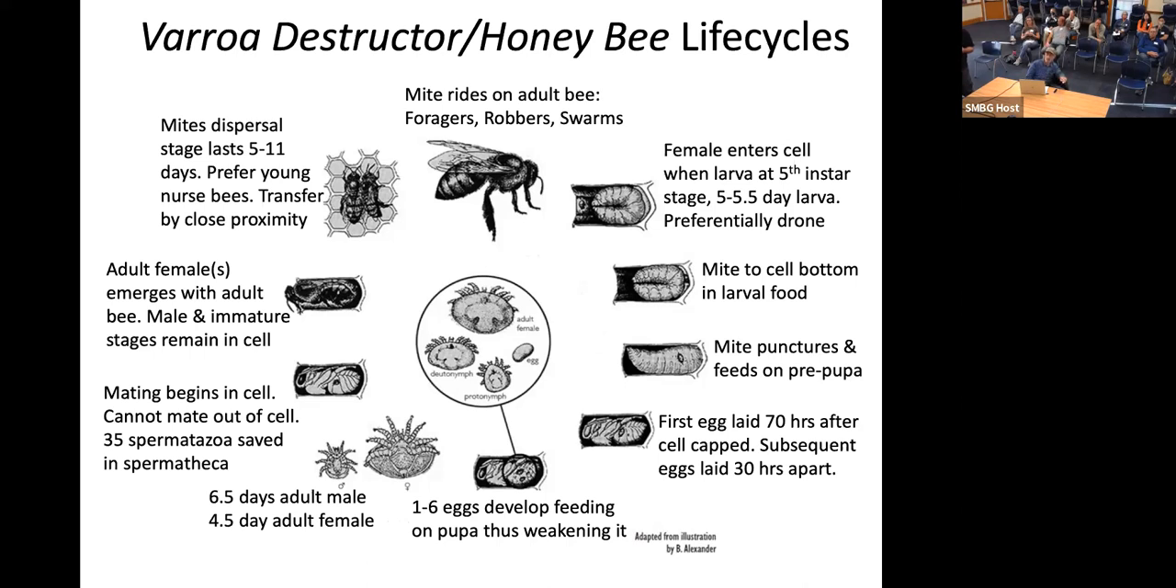The foundress starts with 35 spermatozoa. So when the brother and sister mate, she gets around 35, and that's all that she's got for her life. And when she runs out, she becomes sterile.